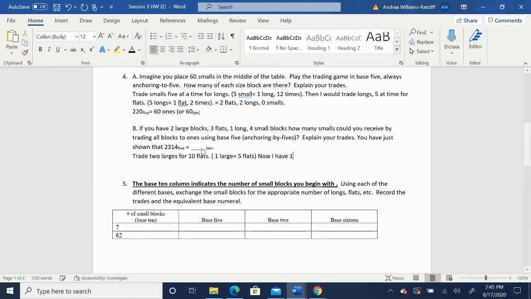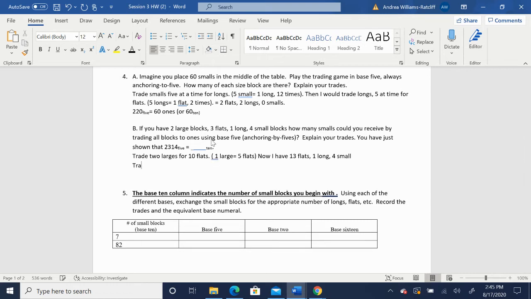of 13 flats, 1 long, and 4 small. Why 13? Here's the 10 I got from the 2 larges. 1 large gave me 5. The second large gave me another 5 for 10, plus the 3 we already had.